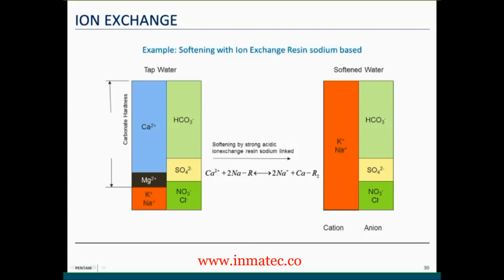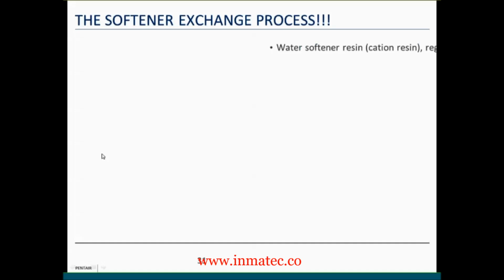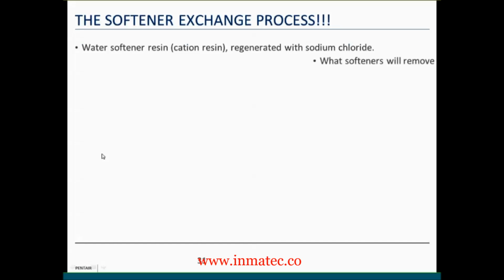So what happens is, before, in tap water, you have high levels of calcium and magnesium, and after, you're left with potassium and sodium in the water, but nothing's changed on the anion side, and that's important to understand. We are only removing hardness minerals on this side, or metals that are more preferentially exchanged than sodium and potassium. The exchange process: water softener resin is regenerated with sodium chloride, salt.